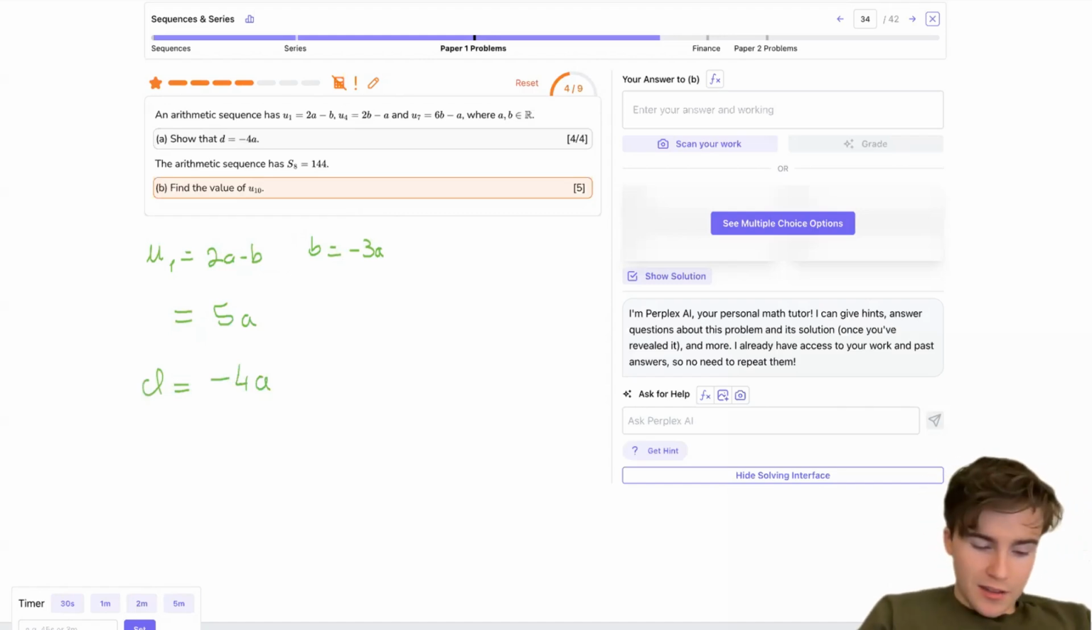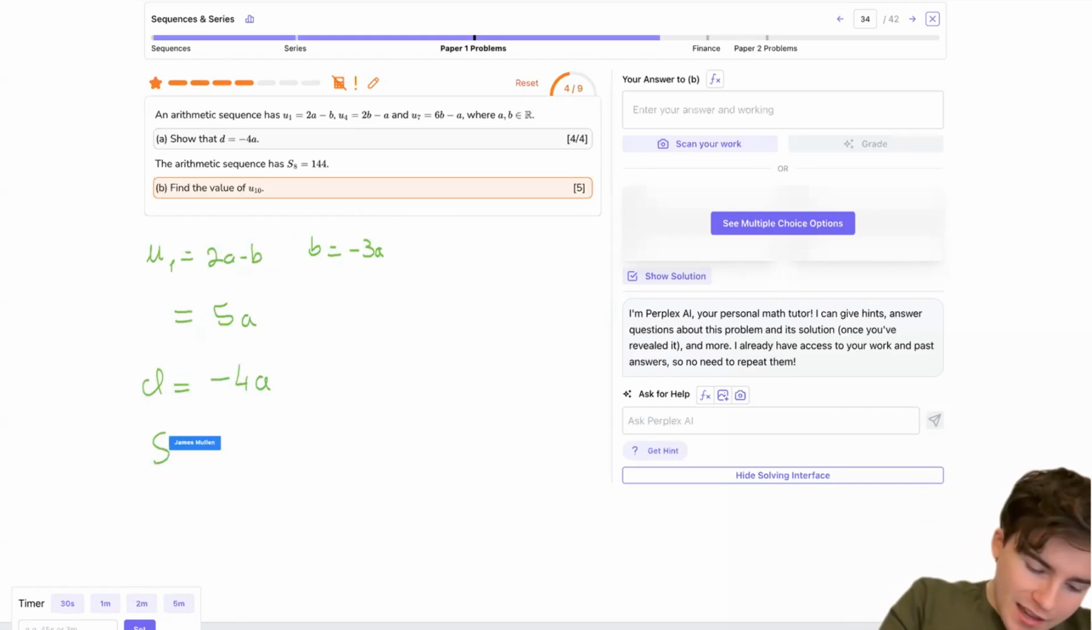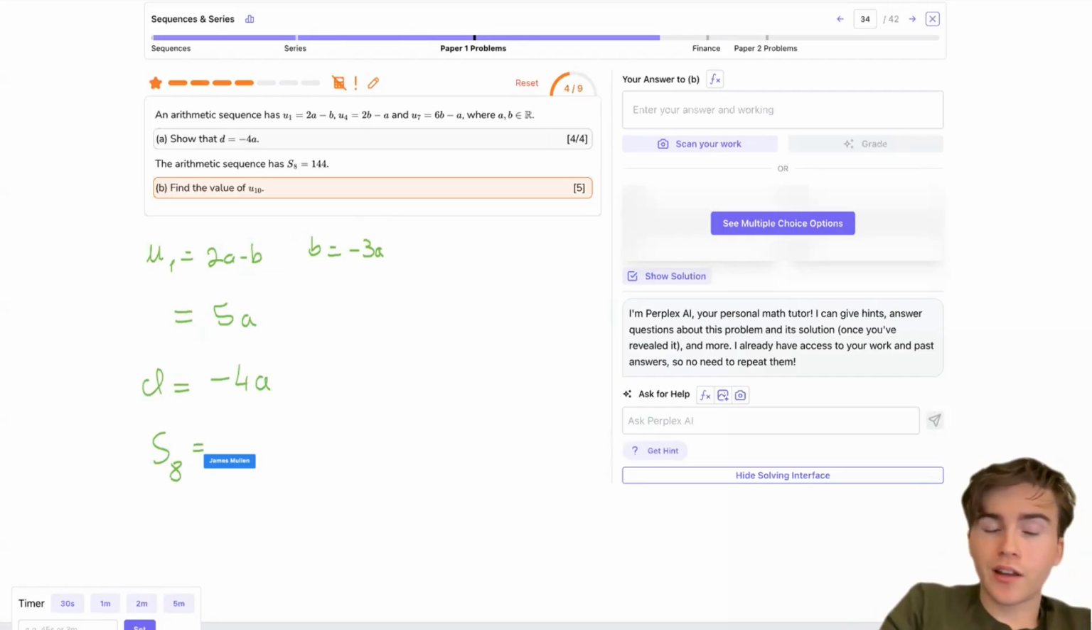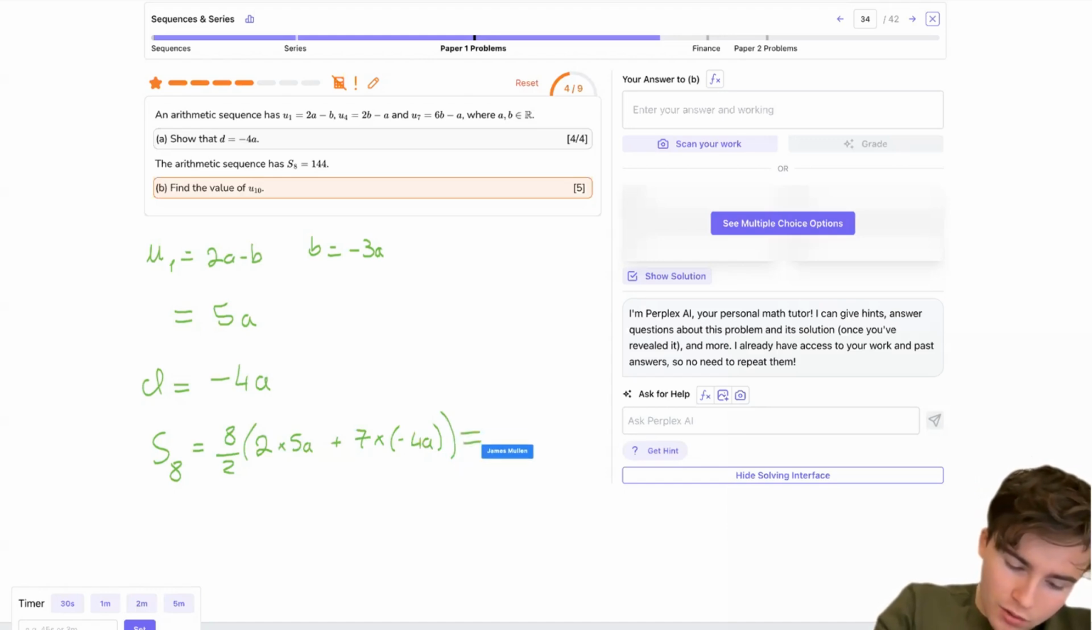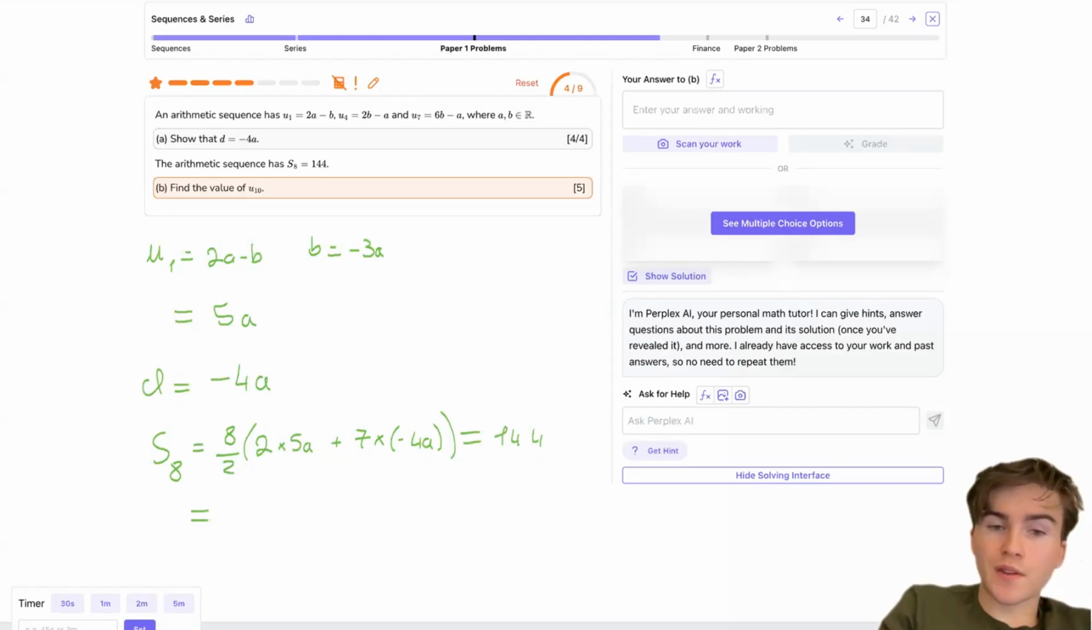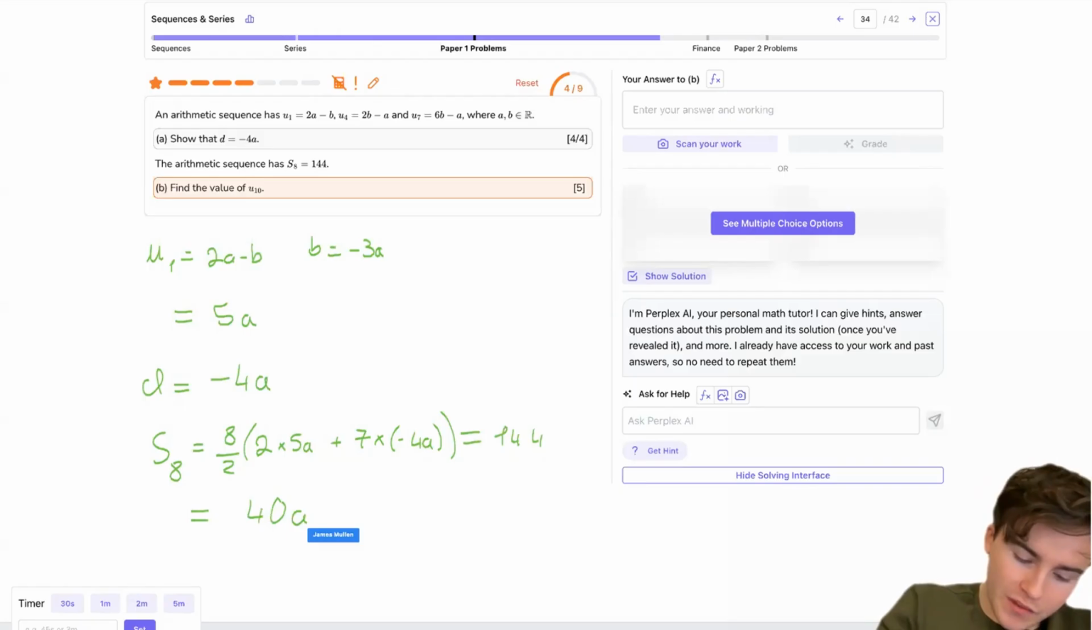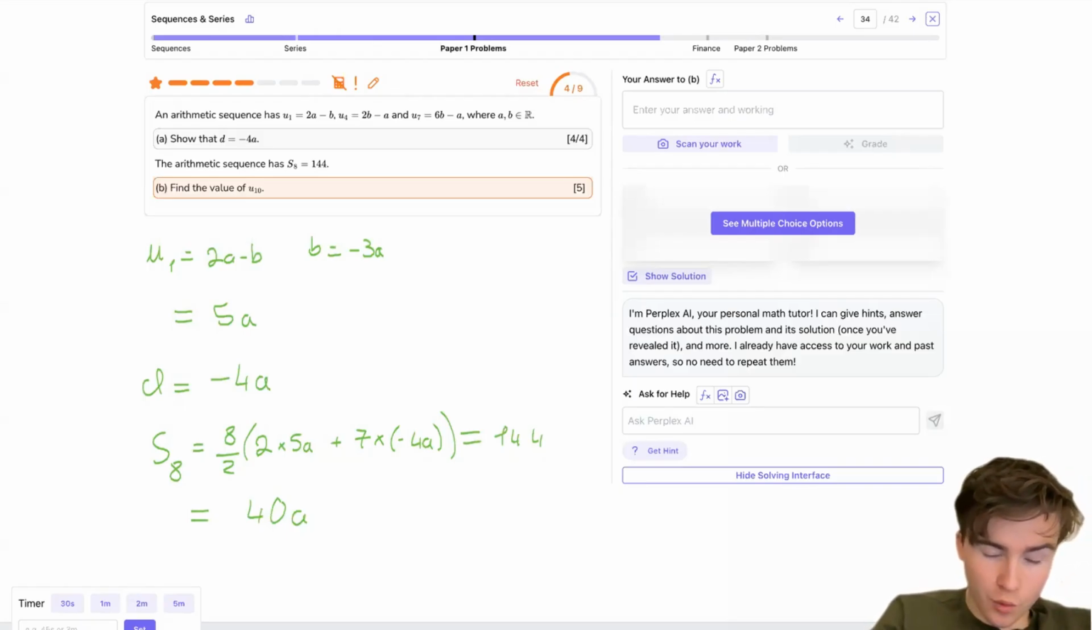We also know that d is equal to negative 4a. All right? And that's pretty helpful because now I can say that S8, not S infinity, sorry, S8 is equal to, remember the formula for the sum of an arithmetic sequence is n over 2 times 2u1 plus n minus 1 d. So n over 2 here is 8 over 2. 2u1 is 2 times 5a plus, and then n is 8, so n minus 1 is 7 times negative 4a. And that is all equal to 144. All right, if I expand all this out, 8 over 2 is 4. 2 times 5 is 10a, so this gives me 40a. And then 7 times negative 4 is negative 28a.